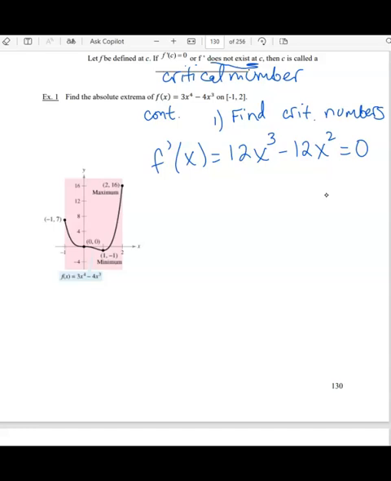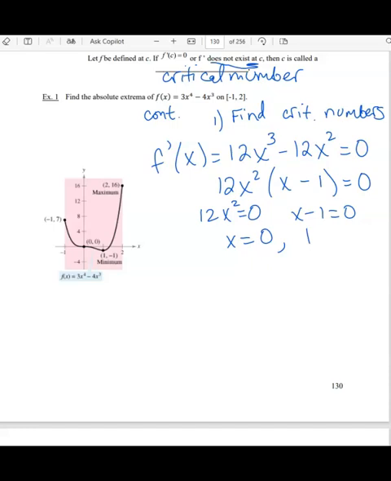We're going to solve this equation by factoring. Notice they have a 12x squared in common. So I'm going to factor out a 12x squared, and that leaves me with x minus 1. So I wind up with two critical numbers. 12x squared equals 0, x minus 1 equals 0. I get critical numbers at 0 and at 1.